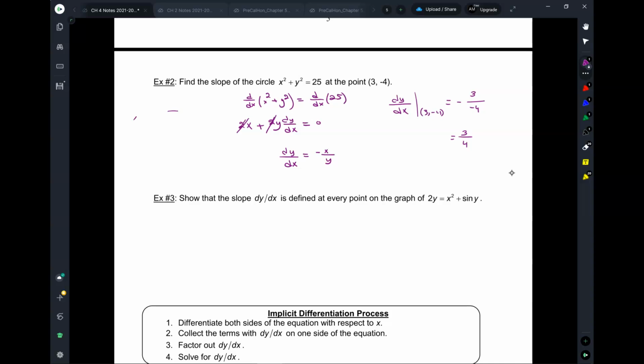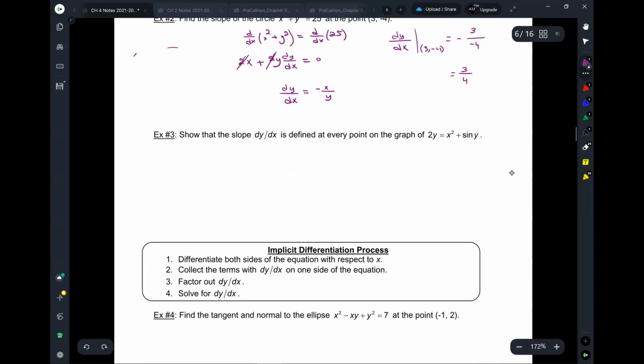Now, show that the slope is defined at every point on this graph. So basically, we have to find the slope and just show that it's always defined. That's it. So let's start by finding the slope. Okay, so I need to find the derivative of both sides. So d/dx of 2y, d/dx of x squared plus sine y. That's a good problem.